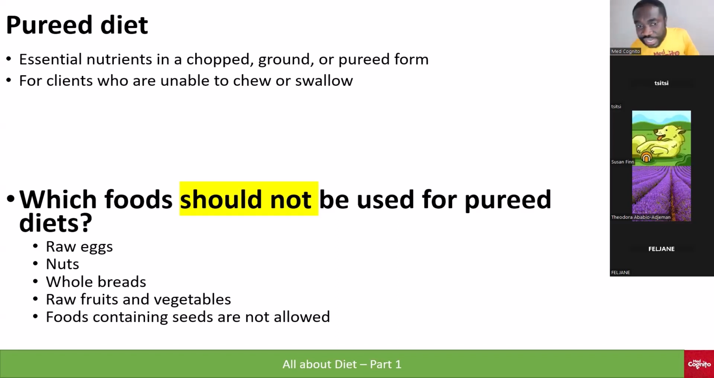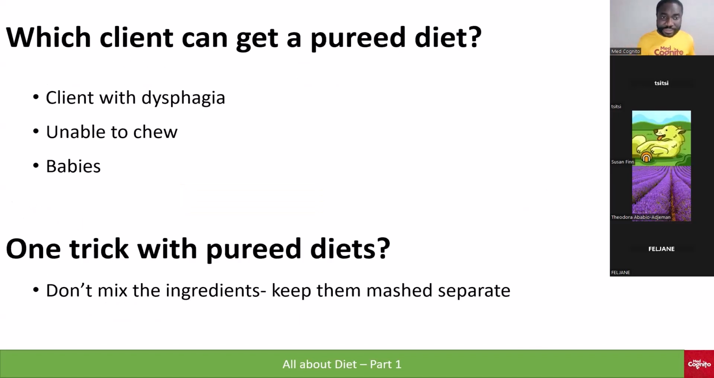Which people need pureed diets? People who are unable to chew or swallow. And when you think about pureed diet, think about the food which has been blended. That's it. Which clients can get pureed diets? Clients who are unable to chew, babies, clients who have dysphagia.